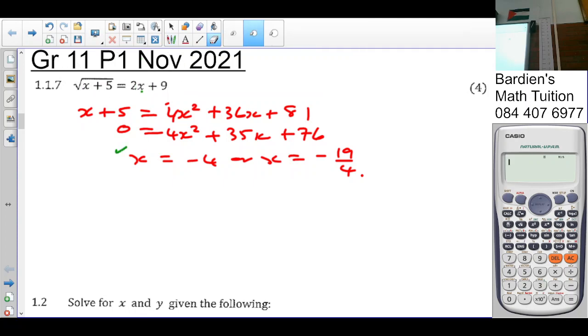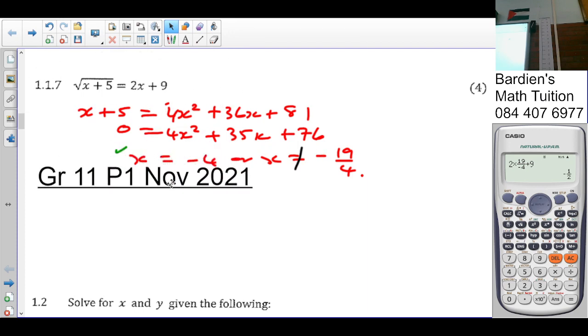Let's now try the other one, which is negative 19 over 4. So you got the square root of negative 19 over 4 plus 5. It's going to give you a half. Okay? And 2 times negative 19 over 4 plus 9 will give you a negative half. Is a half the same as negative half? No. So what do we do? No solution. So you just put a line there. Okay? You guys understand? Very important question to get right. It's often asked in the final exam as well.